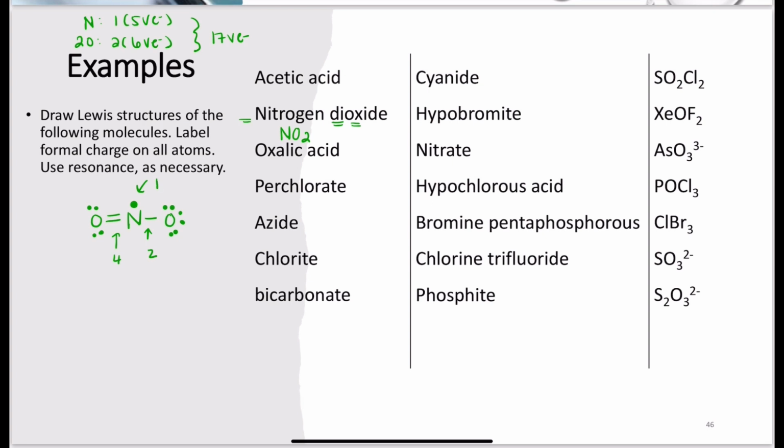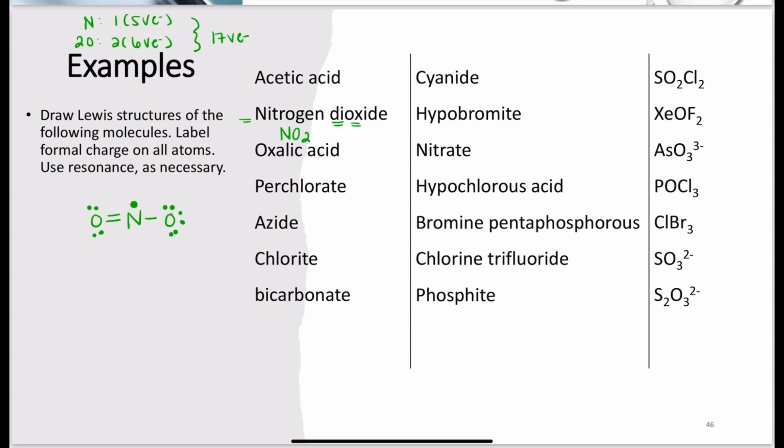Nitrogen cannot go past an octet. So if I was to donate another pair to make a double bond, I would end up with overall 4, 4, 1. I would end up with 9 electrons. And I can't do that. Nitrogen cannot go past an octet. It doesn't have the space. So this is going to be the structure.